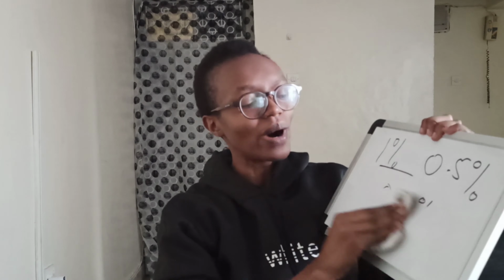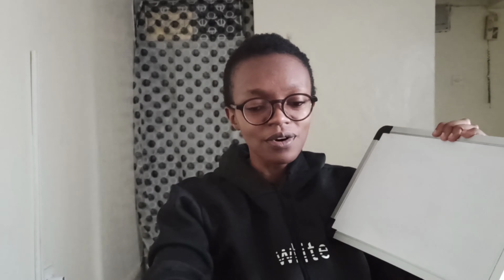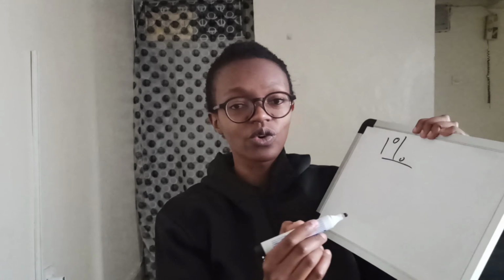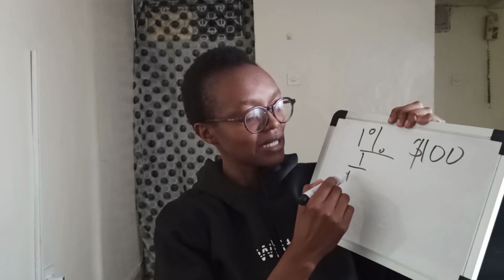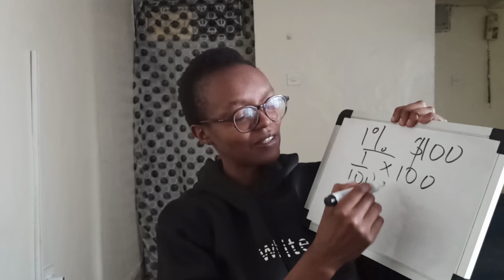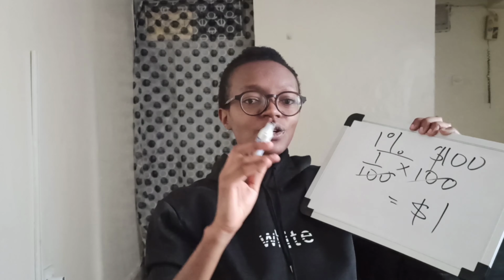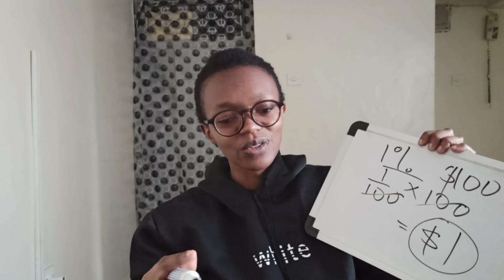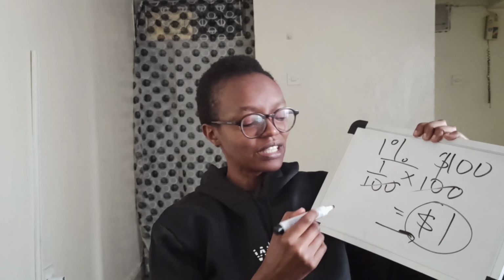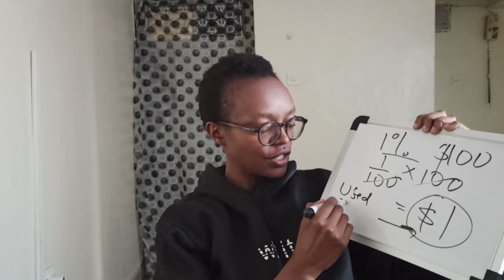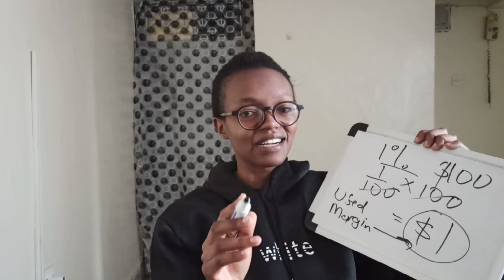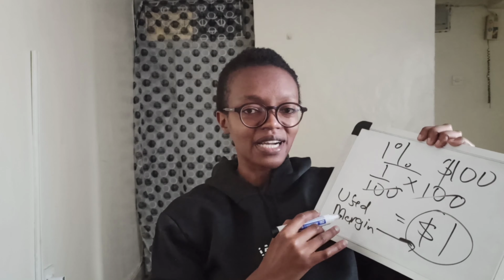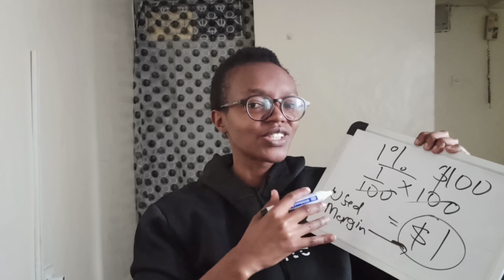Let's say you have a $100 account, and your forex broker requires a 1% margin requirement of that $100 account. So 1% of $100 is simply $1, right? So before taking any trading position, your broker is going to deduct $1 from your trading account. So this $1 is something that's called a used margin. You're going to come across this term in your trading account, and now at least you have a better understanding of what this actually means.